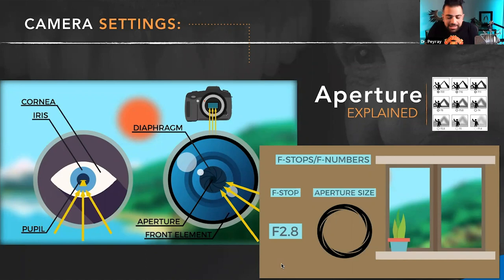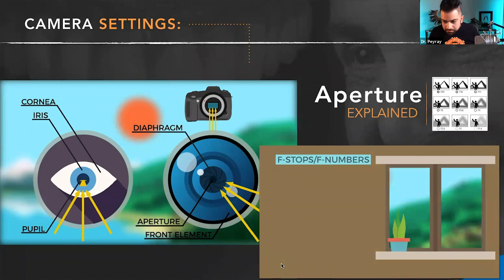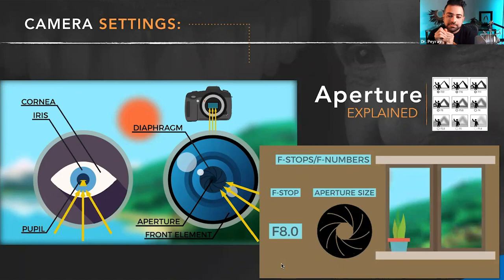F-stops are a way of describing how open or closed the aperture is. The smaller the f-stop means a larger aperture, while a larger f-stop means a smaller aperture. This can be tricky to remember since large f-stops mean small aperture sizes. So an f-stop of f1.4 is larger than f2.8 and much larger than f8 or f11. Aside from controlling the amount of light passing through the lens and into the camera, the aperture has a direct impact on the depth of field, the area of the image that appears sharp.